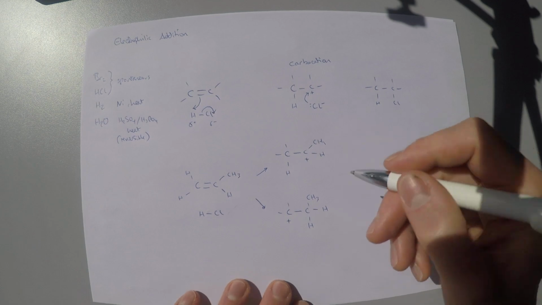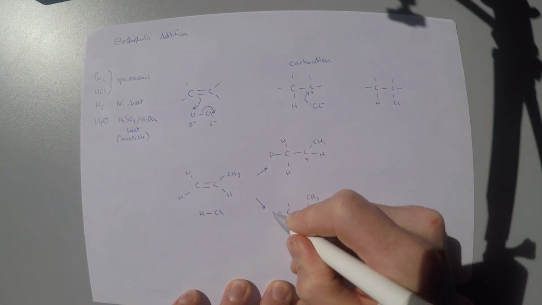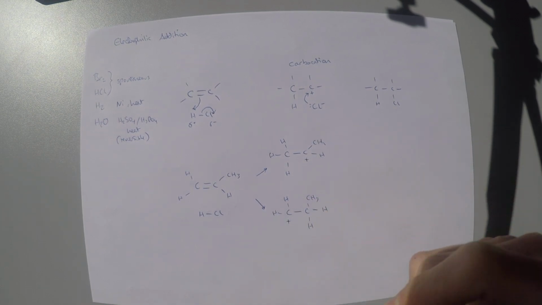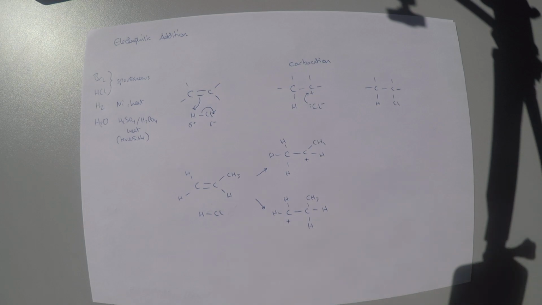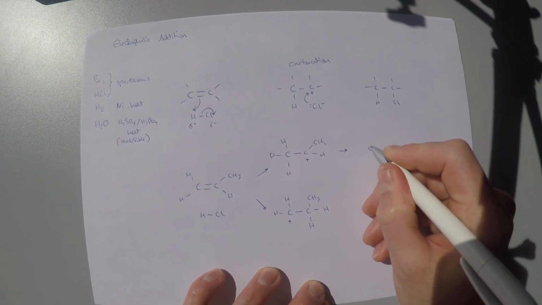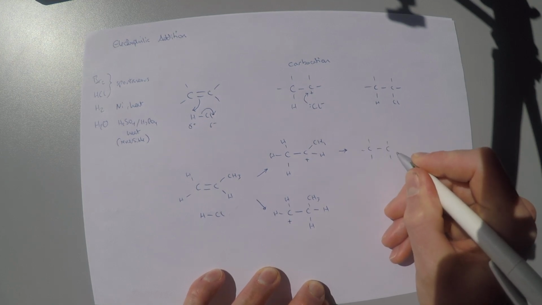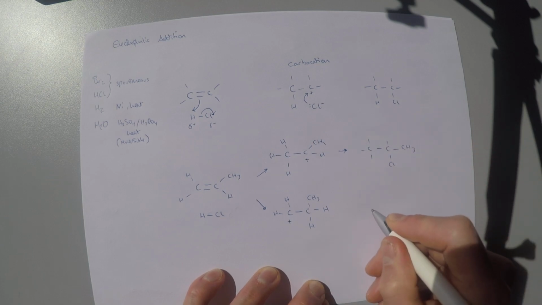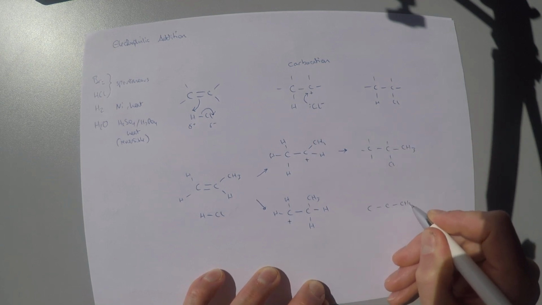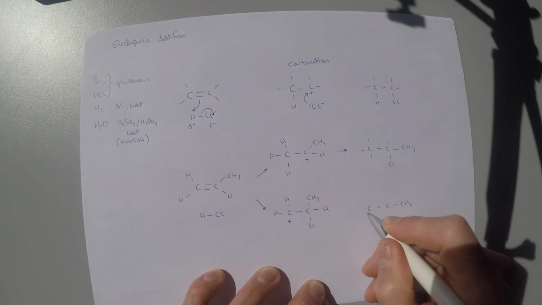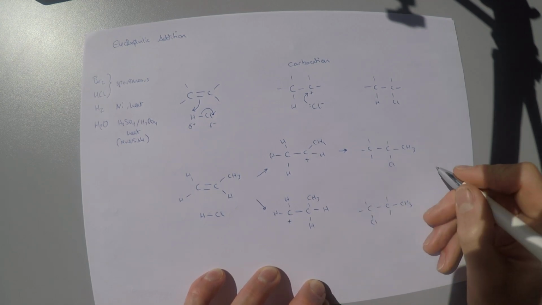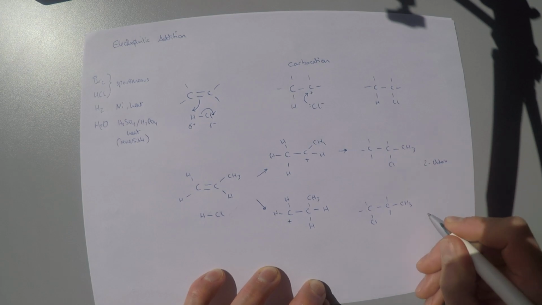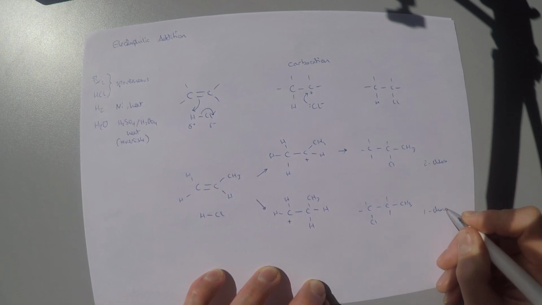This choice is not random. If it was, you'd get a 50-50 mixture of products with 1-chloropropane or 2-chloropropane as your products, because this one here is going to end up with the chlorine on the central carbon, and this one here is going to end up with the chlorine on the left-hand carbon. So this one is 2-chloropropane, and this one is 1-chloropropane.